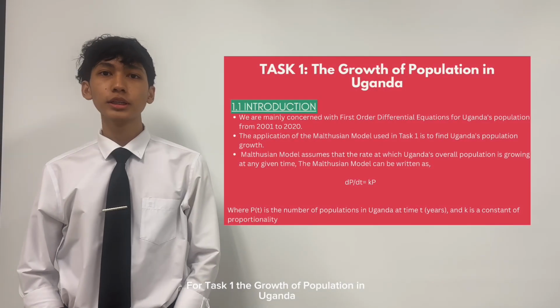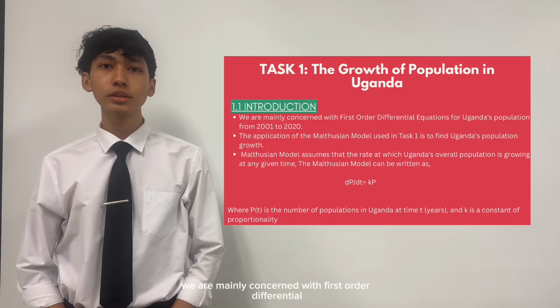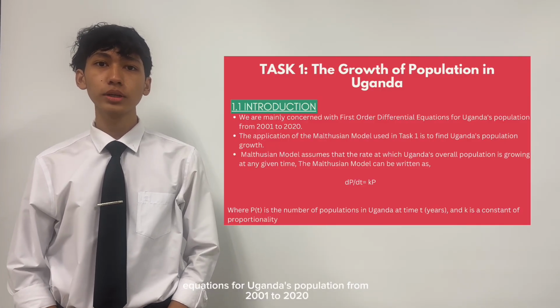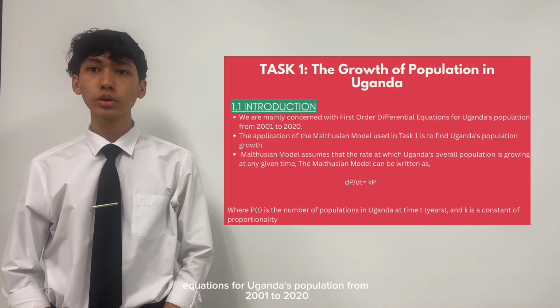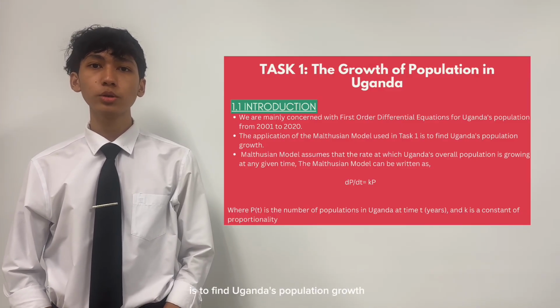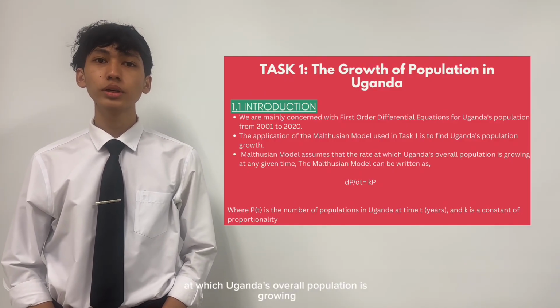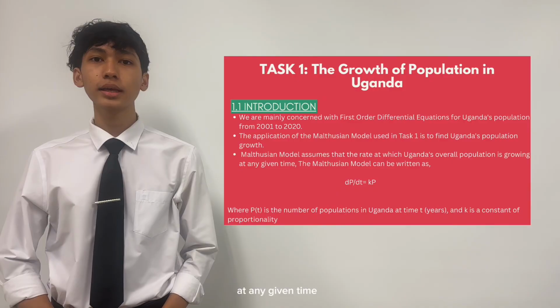For task 1, the growth of population in Uganda. We are mainly concerned with first-order differential equations for Uganda's population from 2001 to 2020. The application of the multi-region model used in task 1 is to find Uganda's population growth. Multi-region model assumes that the rate at which Uganda's overall population is growing at any given time.